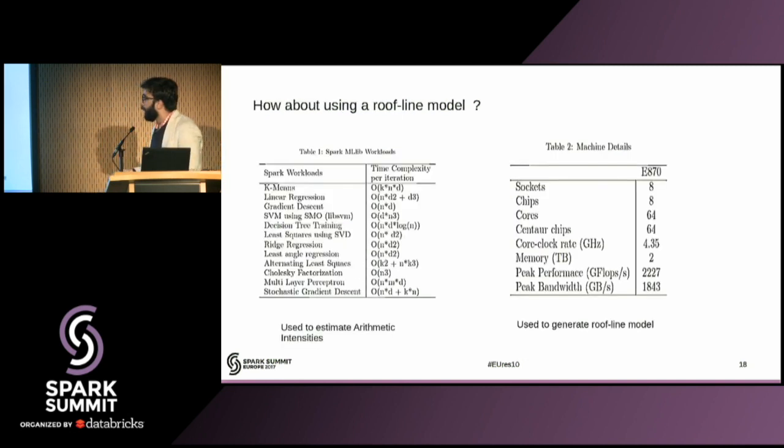Now the question is how we can show some numbers. For that, I developed a roofline model for this server. I used the time complexity per iteration of the Spark machine learning applications to compute the arithmetic intensities. And this is the machine which is used to generate the roofline model.